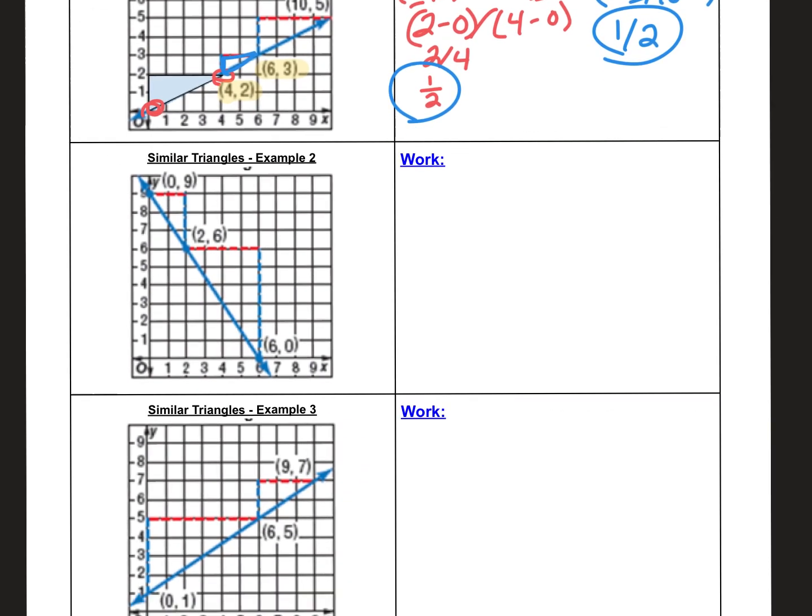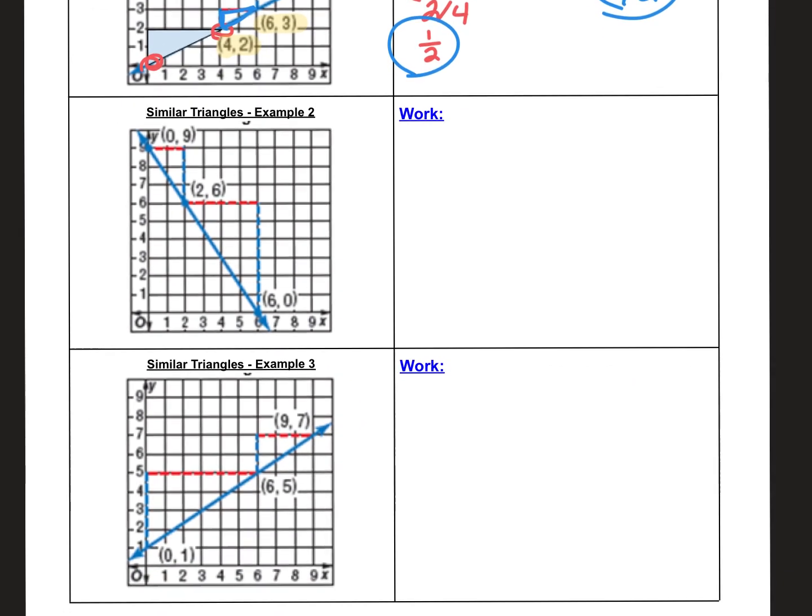Let's try another one. Here, you can see my two different triangles. So in red, I have this triangle right here. And that one uses the points 0, 9, and 2, 6. So I have 6 minus 9 over 2 minus 0. 6 minus 9 is negative 3 over 2. So negative 3 over 2 doesn't reduce. That's fine.